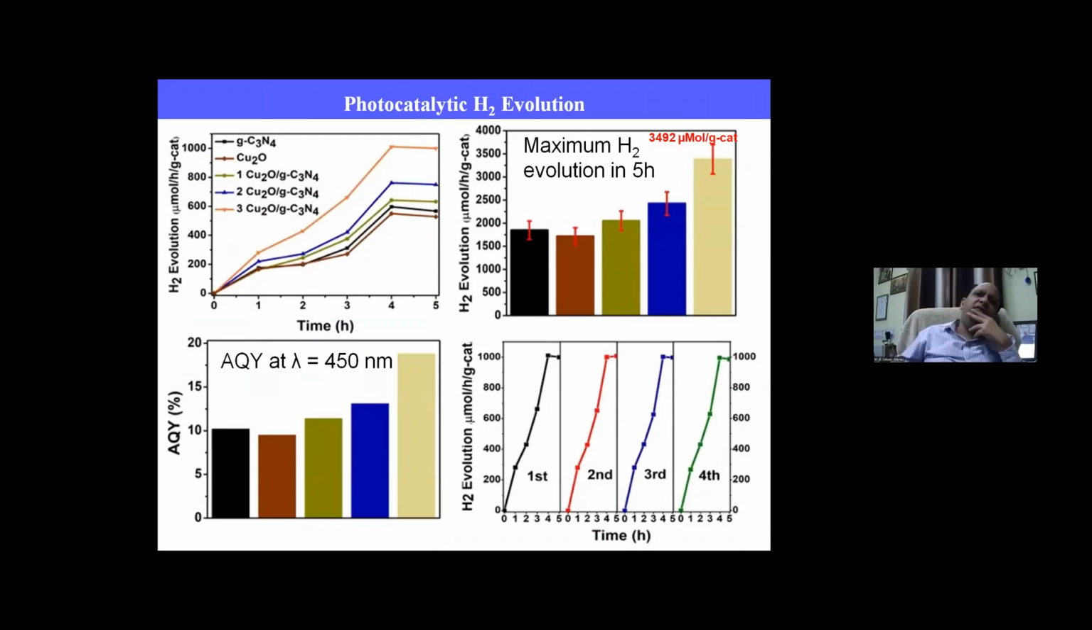Then is the photocatalytic measurement for hydrogen evolution, and here you can see that 3.5 millimole of hydrogen is observed after 5 hours of exposure, and the apparent quantum yield is increased from 10 to 18%. So we are going to report for the first time the copper oxide graphitic carbon nitride heterostructures, with an increment in the apparent quantum yield of this amount.